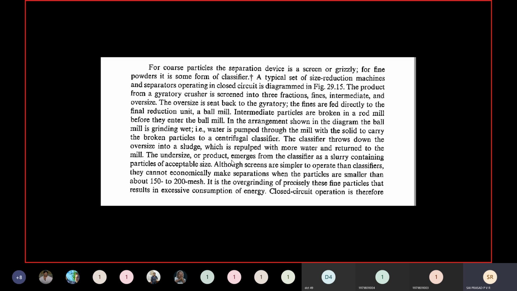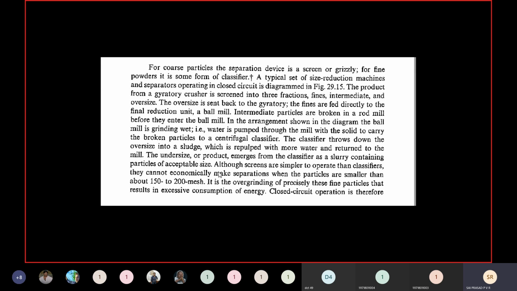The undersize, or the product, emerges from the classifier as a slurry. Slurry is nothing but solids and liquid. The solids are very small and the concentration is also very low. What is sludge? Sludge is the same thing, but the concentration of solid particles is more. So the volume of the liquid will be less, the volume of the solids will be more, and the size of the particle is the same. But what is a paste? Same sludge, but if the particles are able to stick to one another, exhibiting the character of adhesiveness or cohesiveness, then it is called a paste.